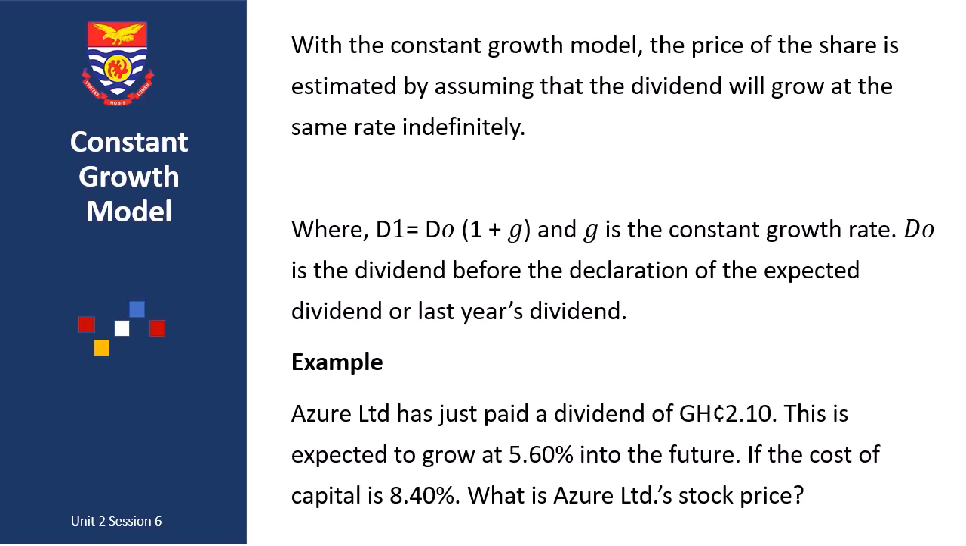So D1 is the current year's dividend. D0, this zero here, is the previous year's dividend. So if you want to find the current year's dividend, it is the previous year's dividend times bracket 1 plus g. So g is what? The growth rate. This zero is the dividend before the declaration, or last year's dividend, as I said. So let's try this example.